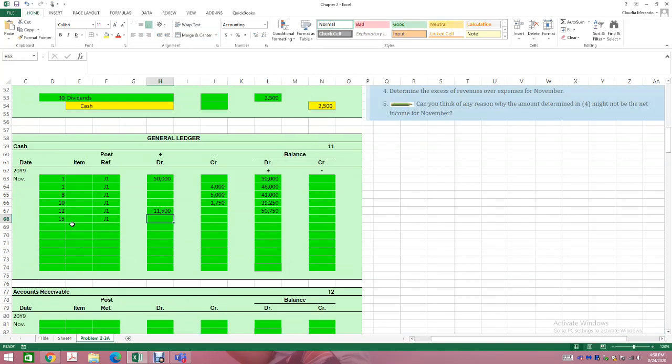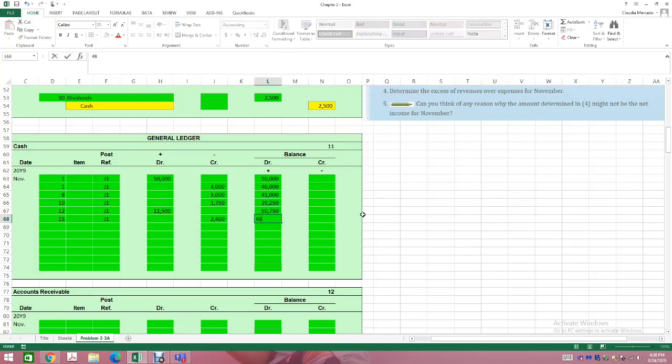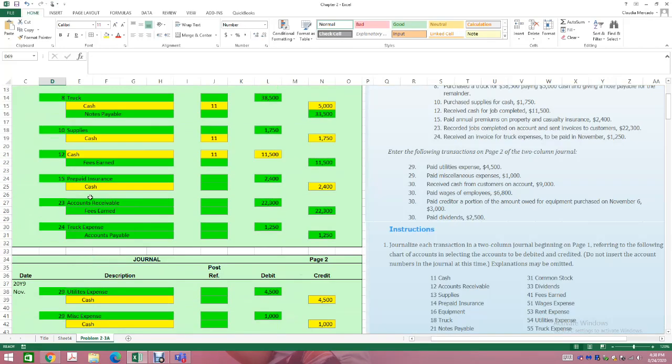And we had a credit of $2,400. Because it's a credit, we need to subtract. So I'm going to go ahead and do $50,750 minus $2,400. That gives me $48,350. Okay. So then we go back and we enter our account here.